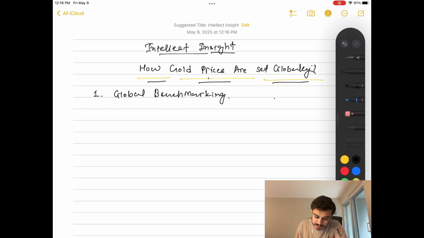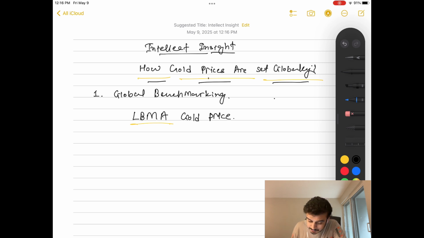Now, you might be wondering what it is. So, gold prices around the world are anchored by one global benchmark, the LBMA gold price. So, this is the one who decides the gold price.